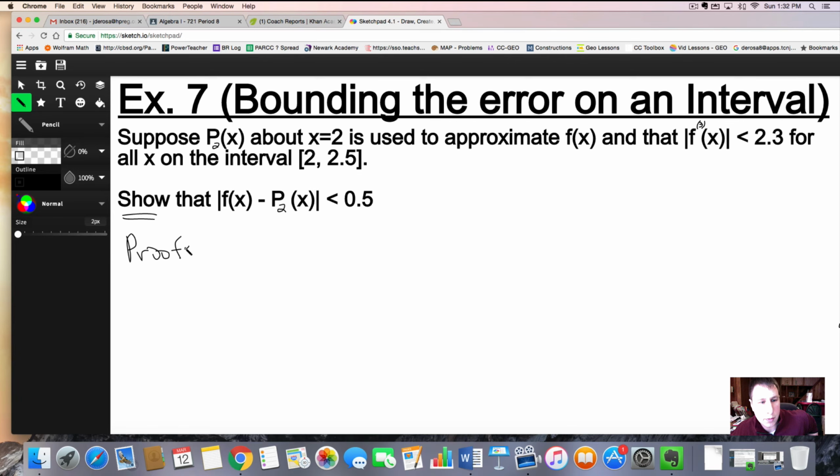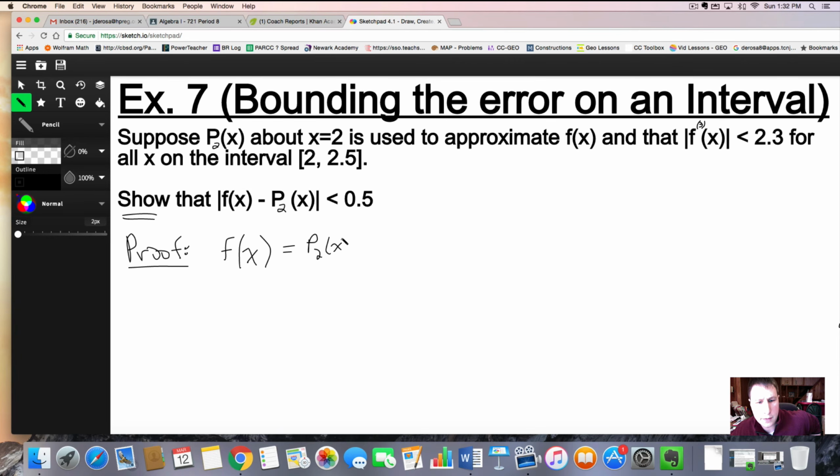You don't have to write the word proof, but we can here. First, just so you're aware, p sub 2 of x means the second order Taylor polynomial, the Taylor polynomial that goes up to the second derivative, the term with x squared, the term with 2 factorial. That's what we're talking about there with p sub 2 of x. And previously, from Taylor's formula, we know that f of x equals p sub 2 of x.